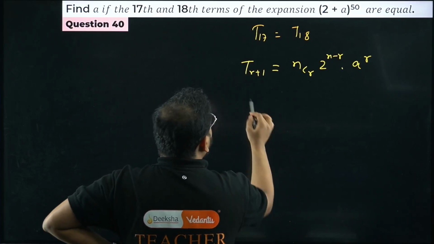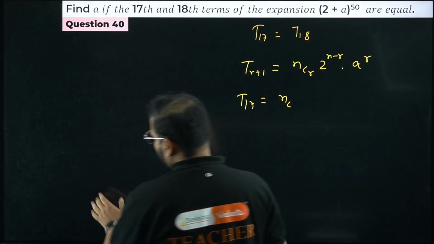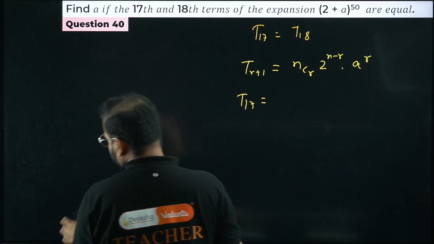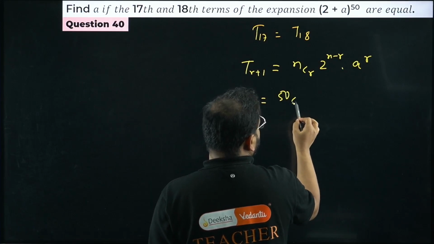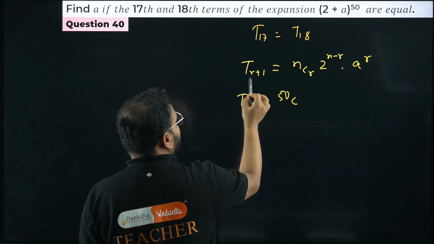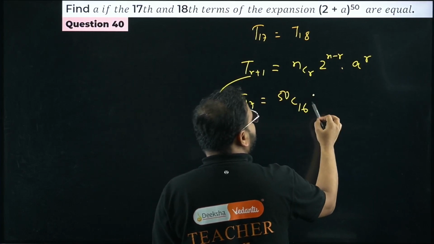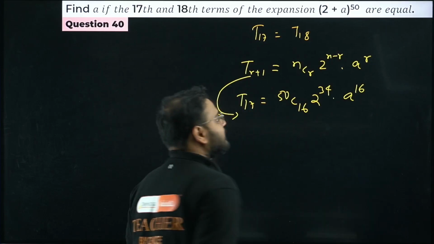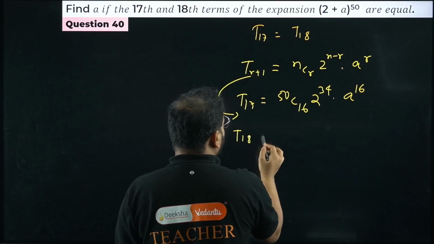Okay, so let's write T17. It'll become nCr, where n is 50 right over here. They've given the n value as 50, so I don't have to work it out. So I have to write this as 50C16. What is the r value over here? Please compare. So r will be 16, no? So 50C16, 2 power 34 and a power 16, right? Now T18, what will happen?